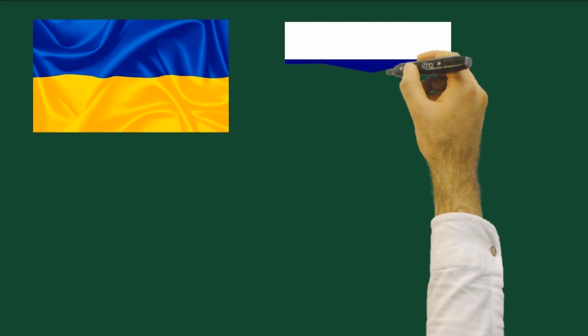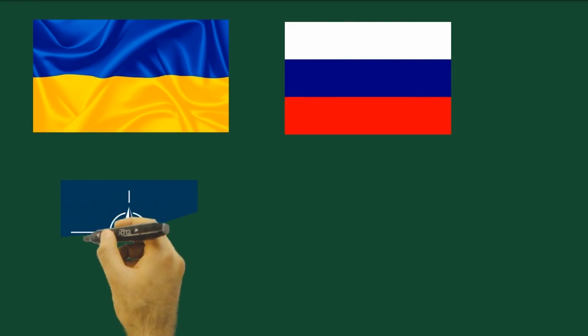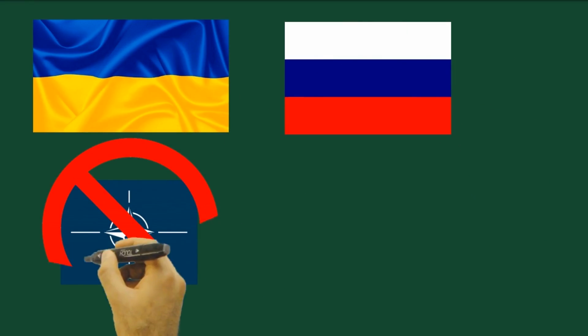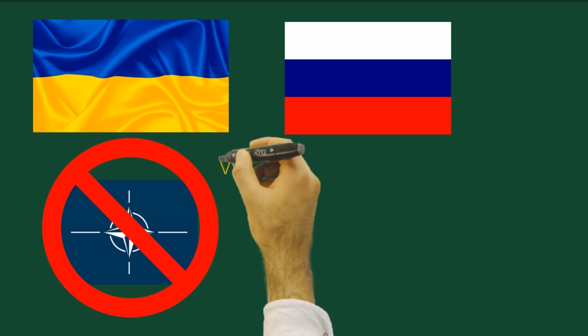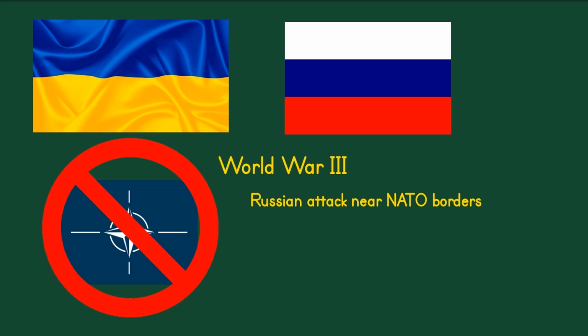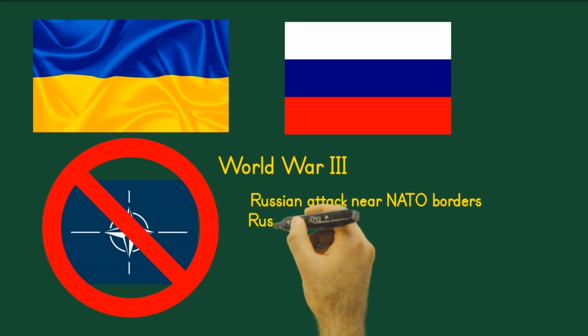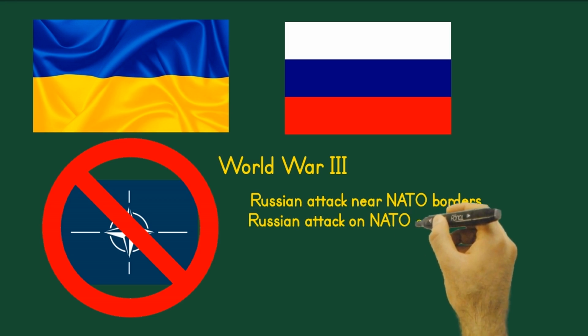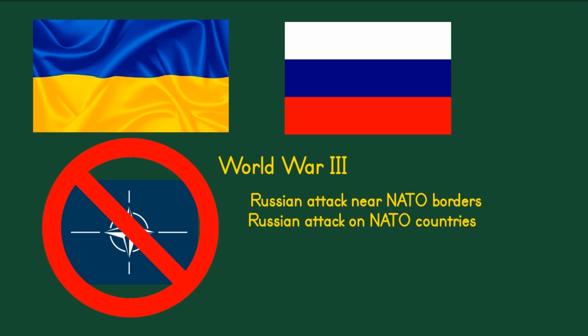Ukrainian President Volodymyr Zelensky pleaded to NATO to help his country. However, NATO did not respond to his pleas, fearing that the war may escalate into something bigger. Some experts say that it has a high probability that it escalates into a third world war if the Russian military attacks take place near the border of NATO allied countries. Another scenario would be a Russian attack on NATO allied countries.